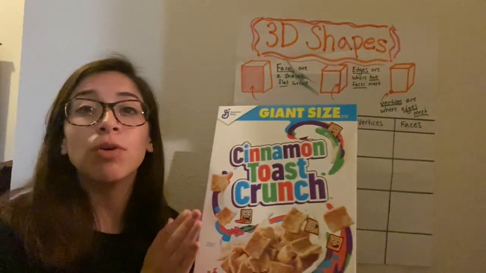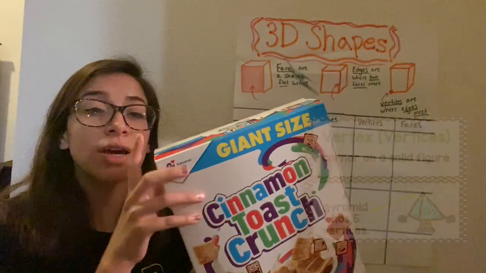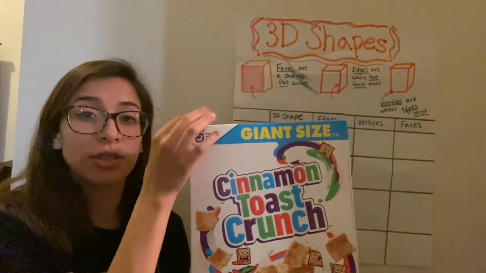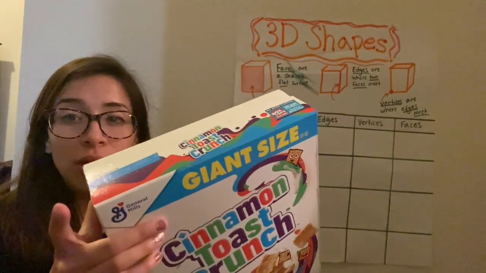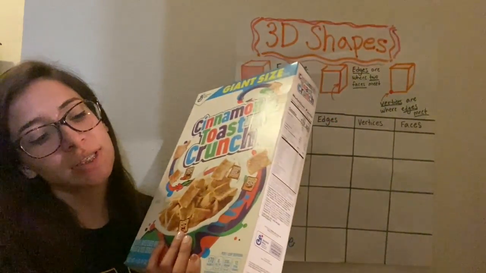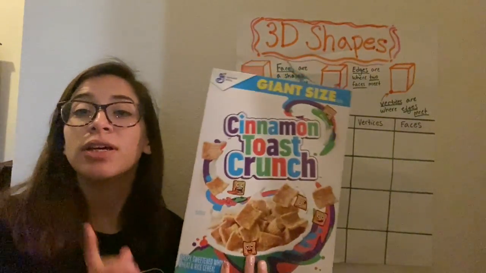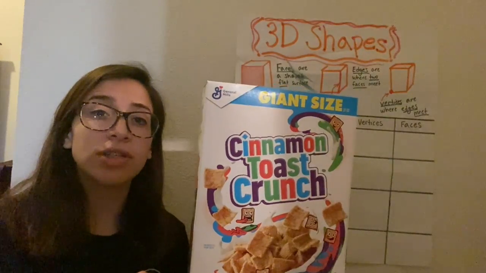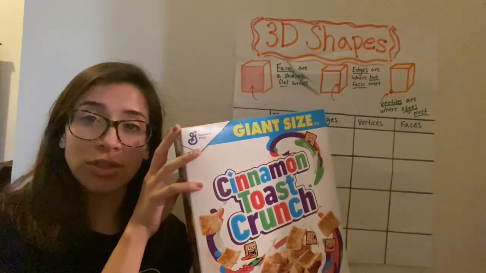Now last but not least, we want to talk about the vertices, or the corners of the shape. So remember, a vertex is where 2 or more edges meet. So let's count the corners. You ready? 1, 2, 3, 4, 5, 6, 7, 8. So this 3D shape has 6 faces, 12 edges, and 8 vertices.